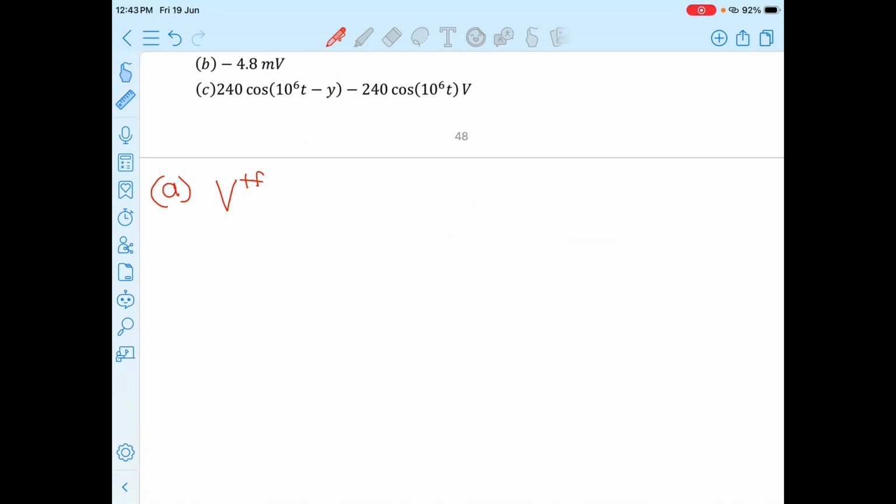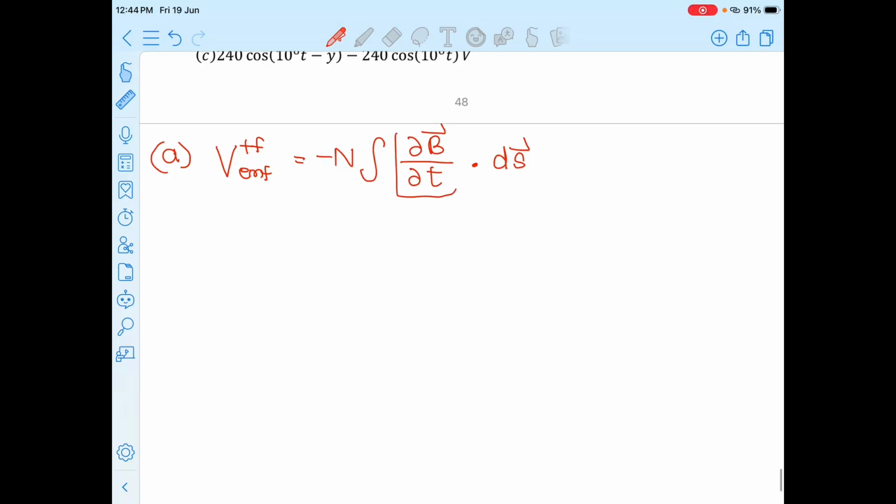For transformer EMF, what is the formula? The formula will be equal to negative N integrate del B over del t, dot dS. It depends on you whether you want to do the integration first or the differentiation first. It doesn't matter. Let's say I want to do the differentiation first, so I want to differentiate my B with respect to t.